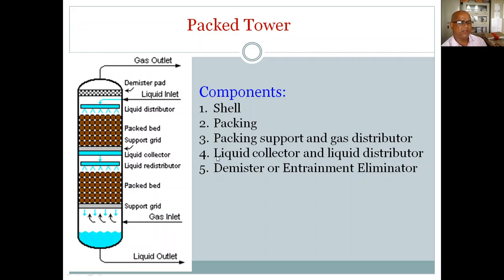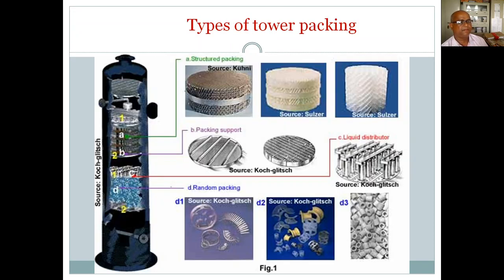So these are the five things, but these three are easy. The shell we have already discussed. Another thing we will discuss is the packing material, and why I am discussing it here: my aim is to use this packing material in such a way that I get a higher surface area for mass transfer. So, type of packing, okay, this is the packing material. It is structured packing. I will come to that.